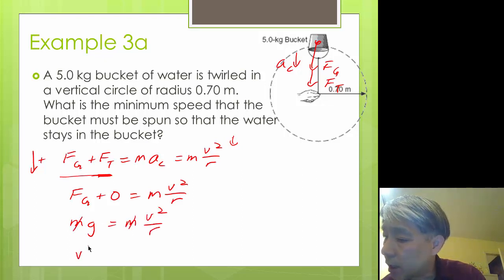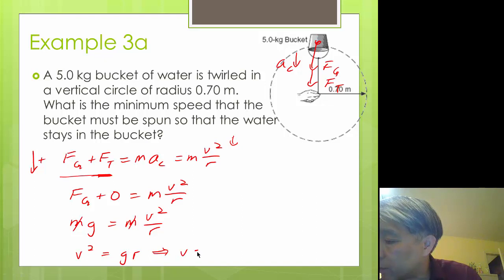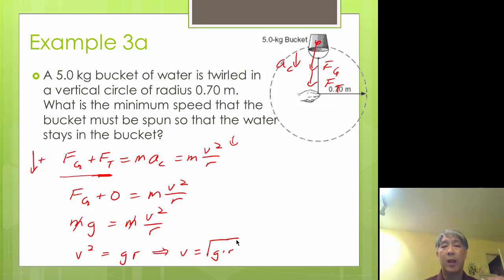My m's cancel, and then v squared is equal to gr, or basically my minimum speed is the square root of g times that radius r. Okay, that's all we have. I like to keep my letters until the final end because as you do enough of these problems, you get more and more comfortable with the formulas. And when you see that formula again, you get a warm fuzzy feeling that you're on the right track. So try to avoid sticking in numbers until you get to your final solution.